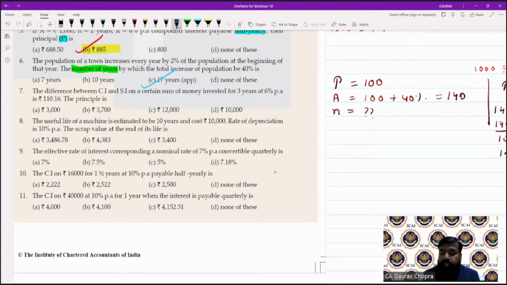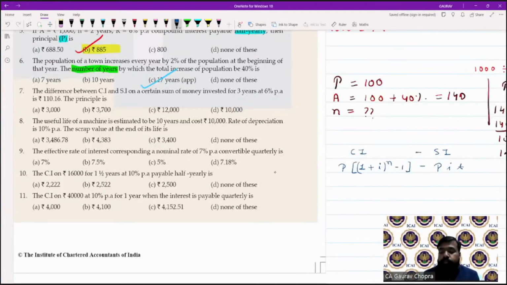तो पहले फॉर्मूला लिख लेते हैं. What is the formula for CI? It is principal into 1 plus I to the power of n minus 1, minus simple interest. Simple interest is PIT is the formula.